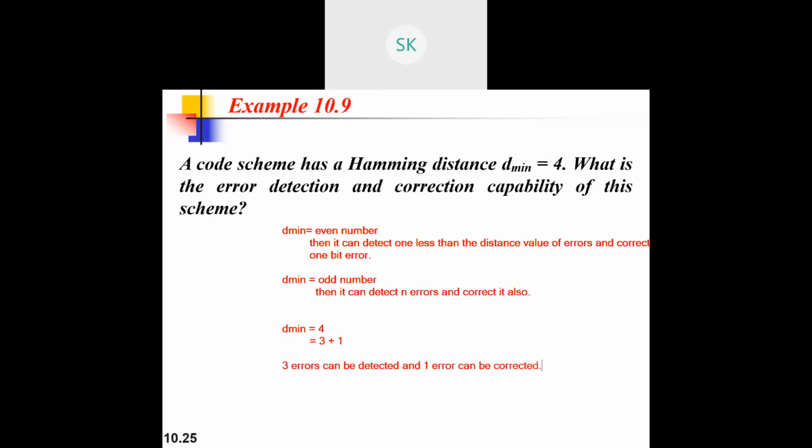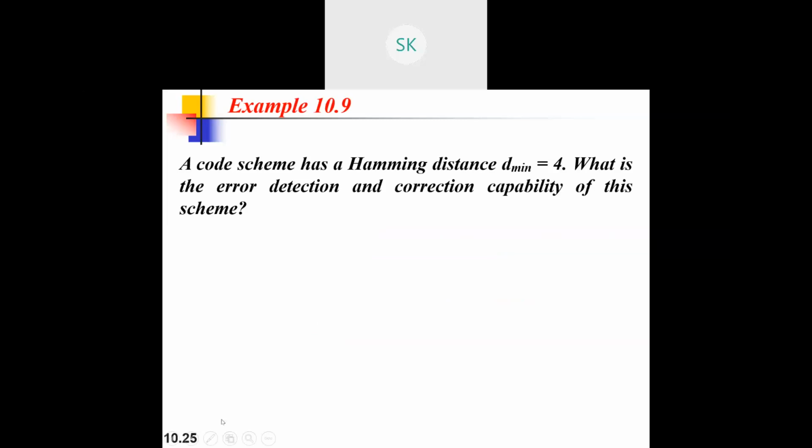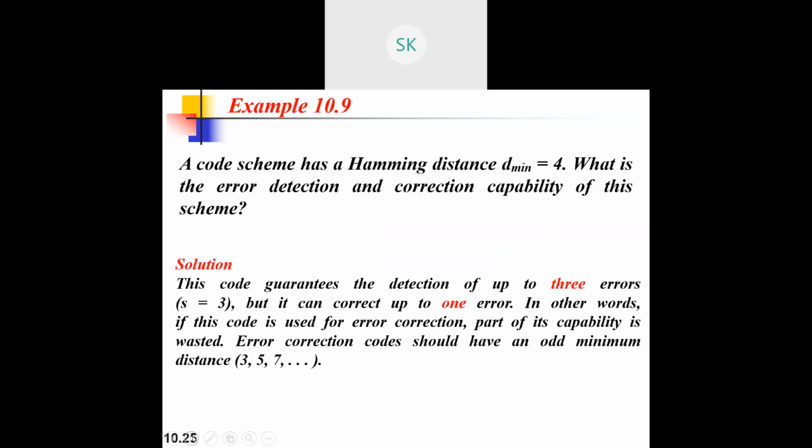So always remember, if your distance is an odd number, then you can detect n number of errors and correct them also. Whereas if the d minimum is an even number, then it can detect one less than that particular number, which gives you the number of errors that it can detect. It can detect, but it can correct only one bit of error. Okay, if it is detected, then one bit of error can be corrected. That's the meaning of it.